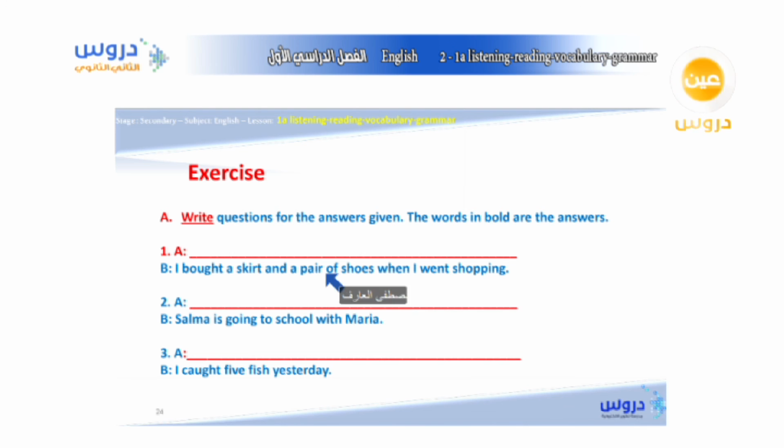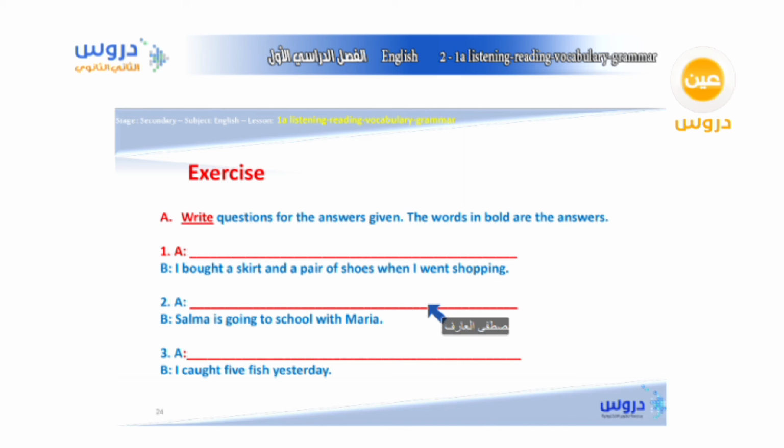So how can you make questions here? If I give you an answer and I say make a question here: I bought a skirt and a pair of shoes when I went shopping. So what is the question? The simple question is, what did you buy? What did you buy? I bought a skirt, a pair of shoes, and.